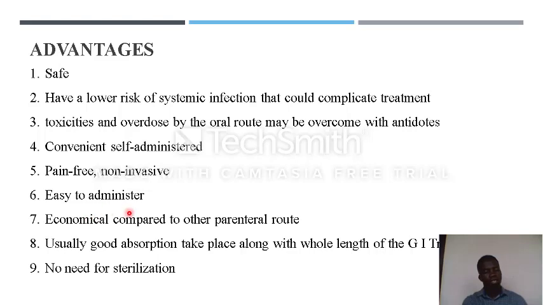Now, it's easy to administer. It's economical compared to other parenteral routes. Usually, good absorption takes place along the whole length of the GIT. There's no need for sterilization. That one too is an important advantage of the oral route of drug administration.